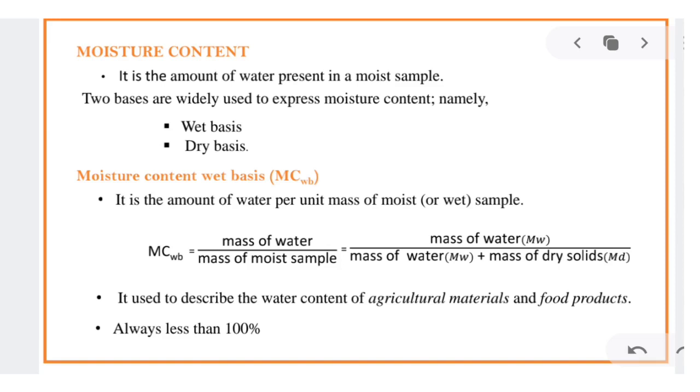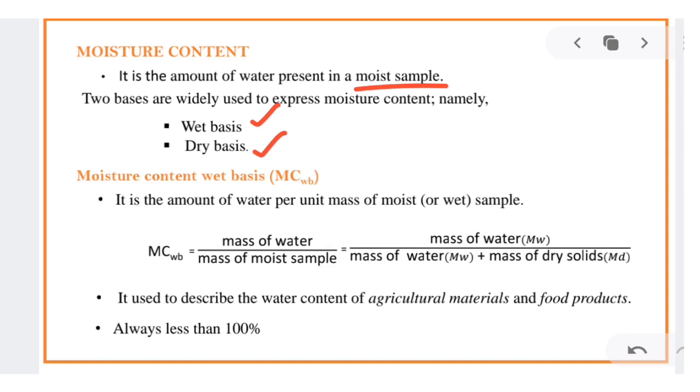We know moisture content is the amount of water present in a moist sample. Commonly, it's represented in two bases, one wet basis and another one dry basis. Moisture content on wet basis is the amount of water per unit mass of moist or wet sample, or in other words, the ratio of mass of water to mass of moist sample.